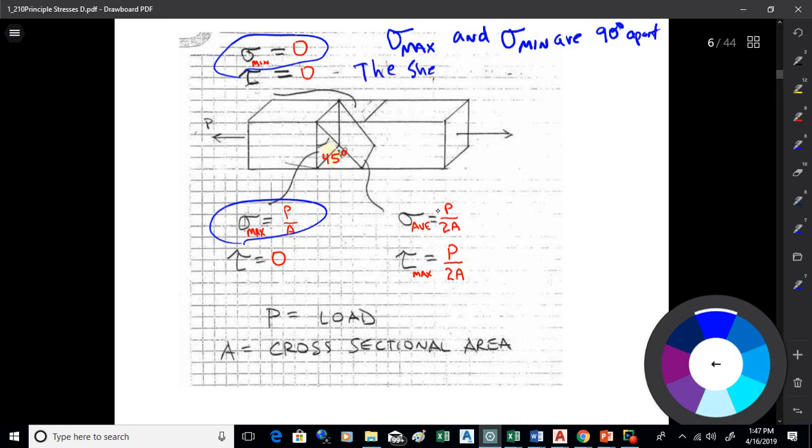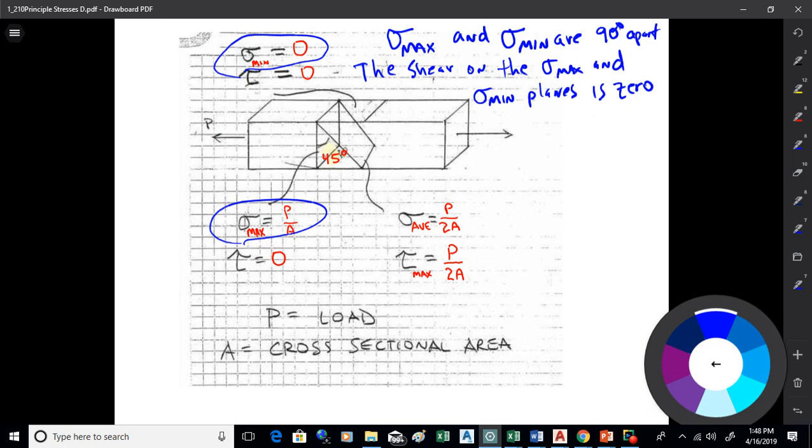The other thing that again makes a little bit of intuitive sense to me is that the shear on those planes is zero. There's no shear on those planes. It's just a straight pull, or in the case of the min, it's the lack of a pull. So when you've got just a straight compression or tension, which gets you a sigma max and sigma min on these uniaxial bars, there's no shear on those planes.